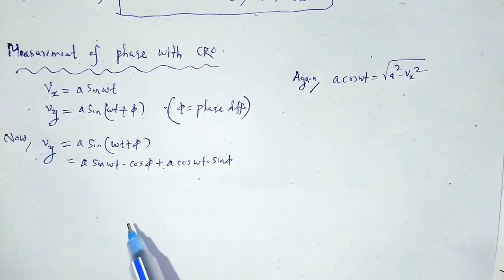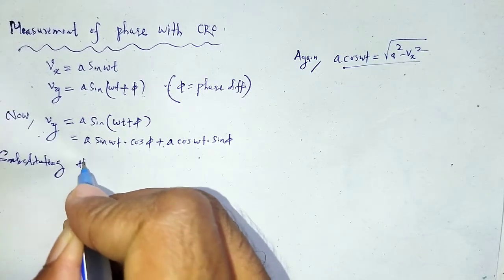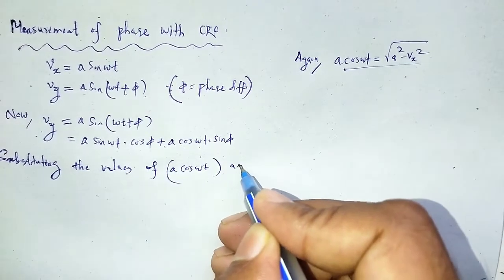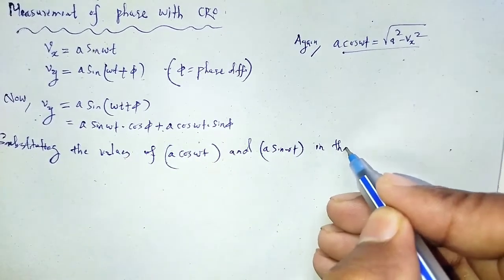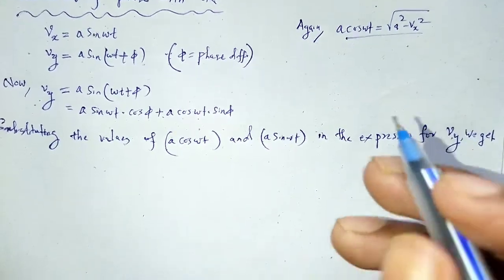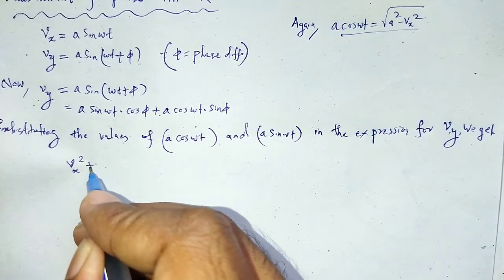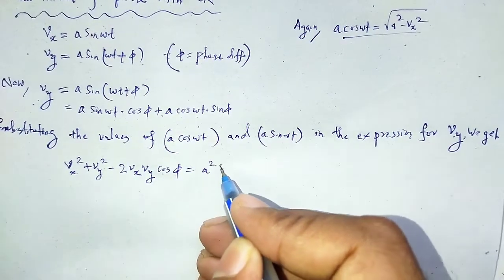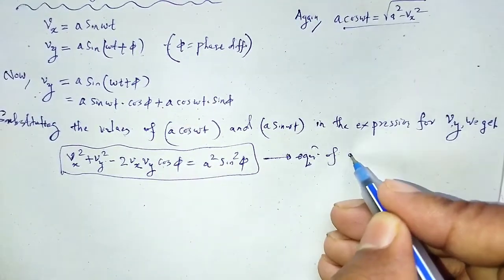Now substituting the values of a cos omega t and a sin omega t in the expression for Vy, and solving, we achieve the equation Vx square plus Vy square minus 2 Vx Vy cos phi equals a square sin square phi, which is the equation of an ellipse.